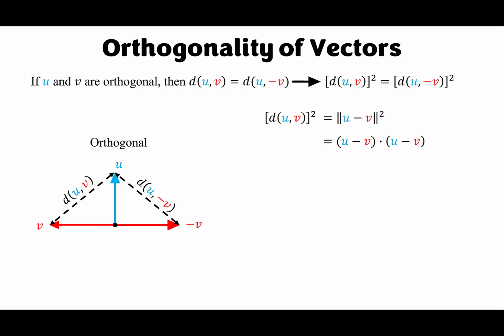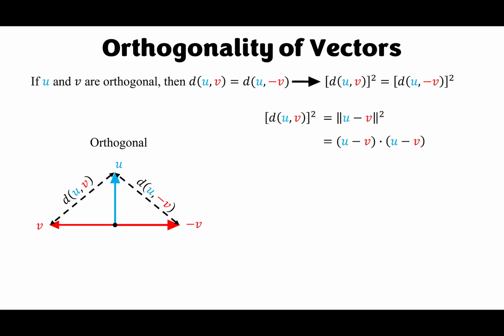Because the norm of a vector is you dot the vector with itself. So the vector we're working with is u minus v. So we have u minus v dotted with itself. Remember, with the norm, or the length, you have to take the square root. But since we're squaring it, the square root and the square cancel each other out. So this is the computation for the distance squared: u minus v dotted with u minus v.